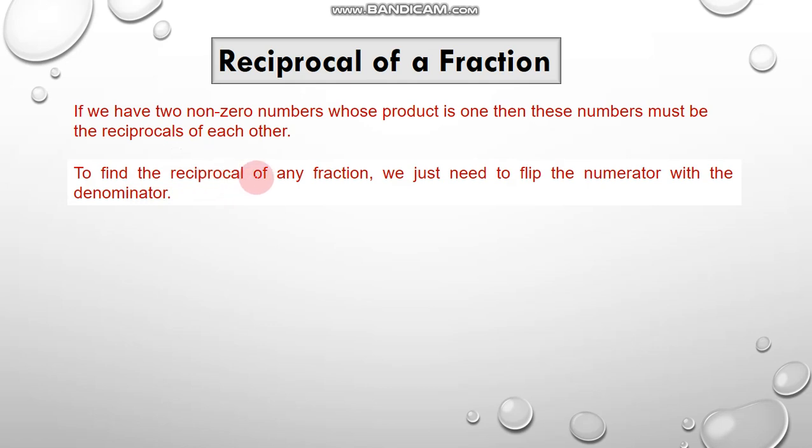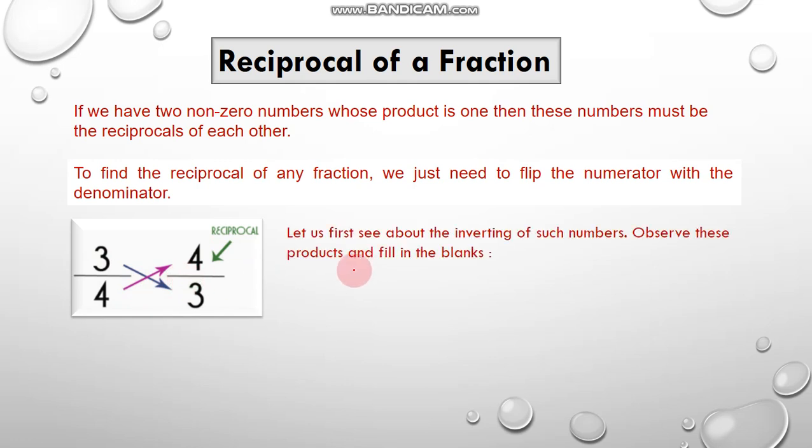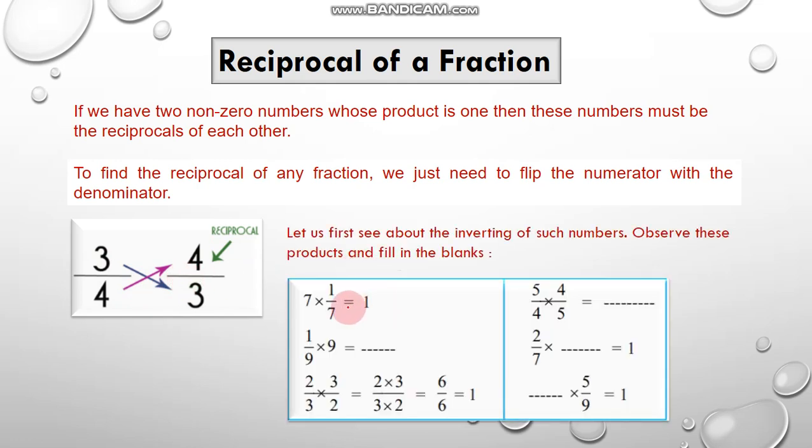So to find out the reciprocal of any fraction, we just need to flip the numerator with the denominator. For example, 3 by 4 is one fraction, and to get the reciprocal of this 3 by 4, we just flip the position of the numerator to the denominator and denominator to the numerator. So the fraction we got, that is 4 by 3, is the reciprocal of 3 by 4. So let us see some examples about it. Observe this table and fill in the blanks.